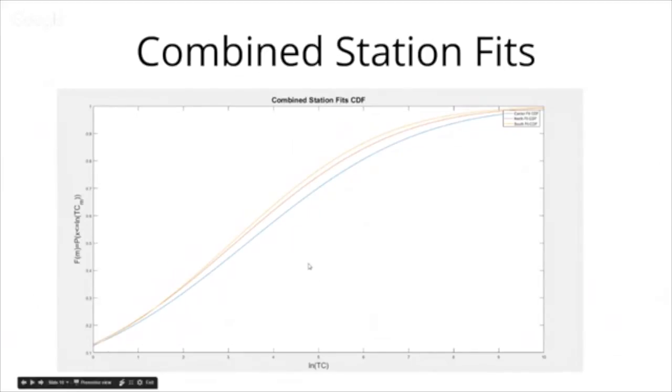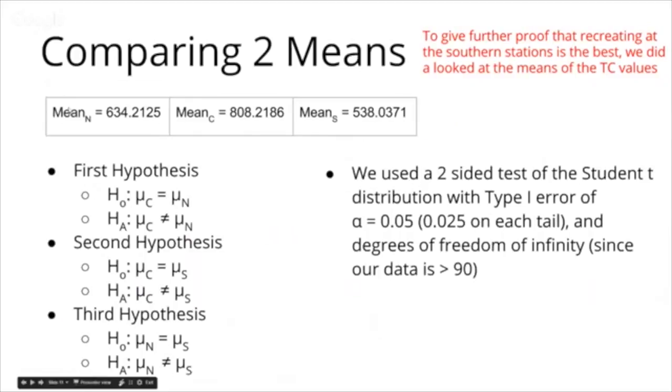Based on just the first graph, we can't determine that the south one is the best for recreating. So in order to support our first assumption, we use this second graph, which also says that the south station has the best CDF when considering the natural log of TC. And then we used another method of comparing the means. As we can see here, the mean of the north station of the normal values of TC is 634, the mean of center is 808, and the mean of south is 538. Since the mean of south is also the lowest, this further supports our initial hypothesis.